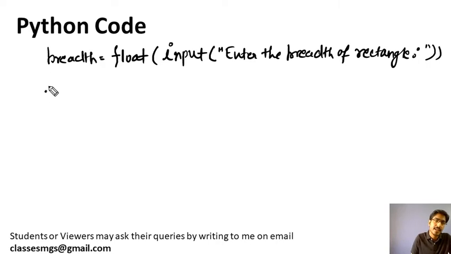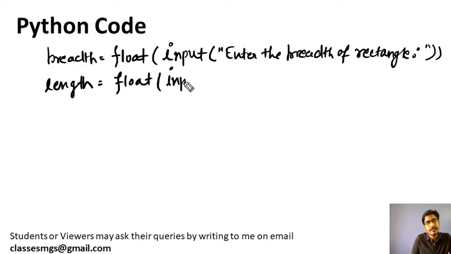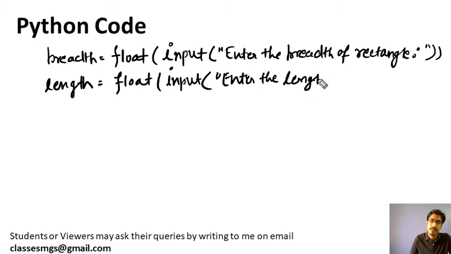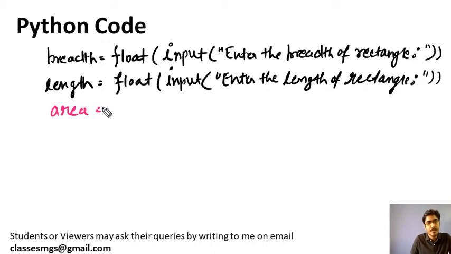Then we will take the length as input from the user. Length can also be a floating point number, so input, "Enter the length of rectangle." Now we will apply the formula for calculating the area. Area equals length into breadth.